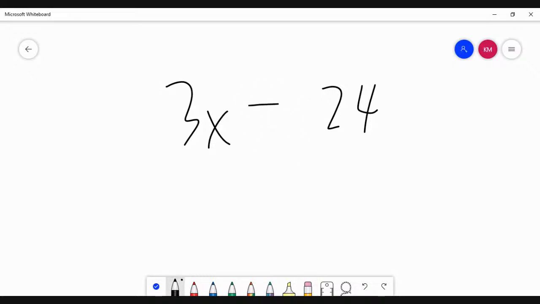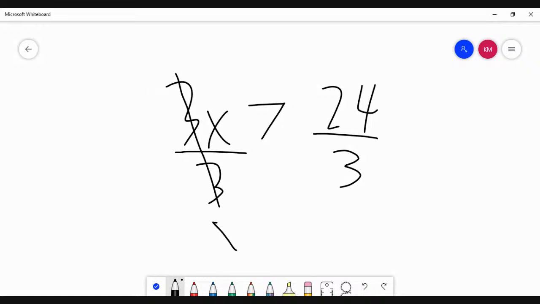now 3x greater than 24, I'm going to divide 3 on both sides, because in order to get rid of the 3 next to the x, I must divide it from the x. So now 3 divided by 3 cancels, and that gives you x is greater than 24 divided by 3, that is 8.